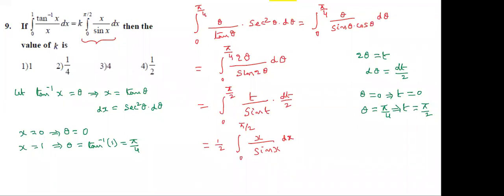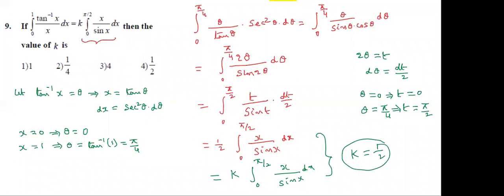See the question. What is there? That is equal to k integration 0 to pi by 2, x by sine x dx. They are asking only the k value. Compare both. The k value is 1 by 2. This is the answer. So students, which option is correct? Fourth option is correct.